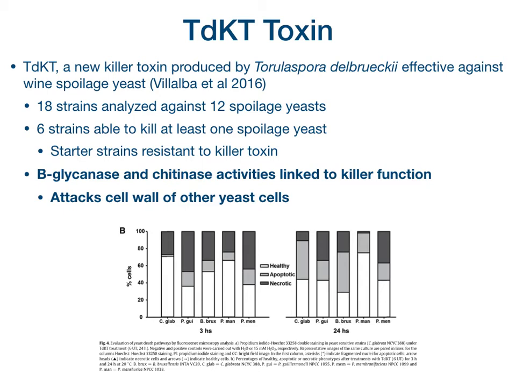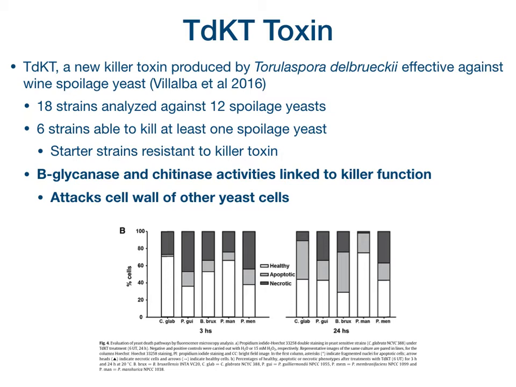And to just give you an idea of what that looks like, in that paper they gave us this figure where they counted the number of different spoilage cells. So we've got some Candida species, some Pichia species, and Brettanomyces, and they basically treated it with this particular toxin or exposed it to this particular Torulaspora strain. And then they looked at what those cells looked like at 3 hours and at 24 hours. I think Brettanomyces is a nice example for us because that's something that we're pretty familiar with. After 24 hours, you can see only about 30% of the Brettanomyces cells were still alive at that point.